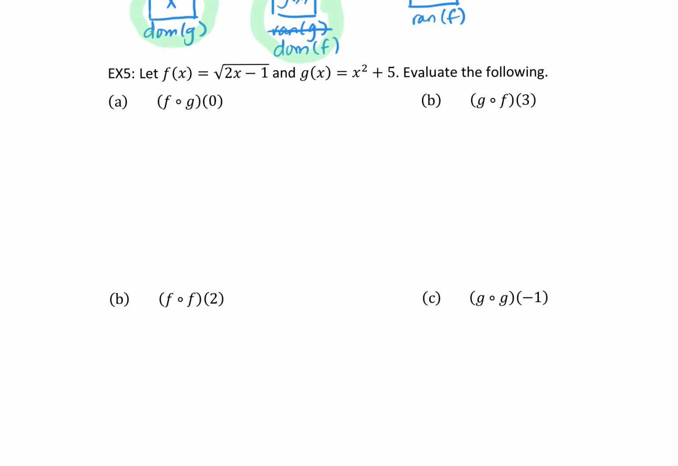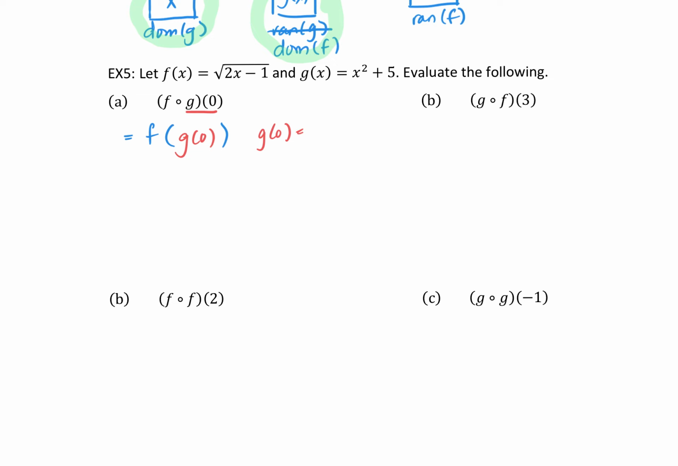And so example 5, we have f of x equals the square root of 2x minus 1 and g of x is x squared plus 5. And we want to evaluate the following. We're going to do f of g of 0. Now remember, the function closest to what you're putting inside, in this case our x is 0, that's going to go inside. f is on the outside. g of 0 is on the inside. So we have to first figure out what g of 0 is, so you're working from the inside out.